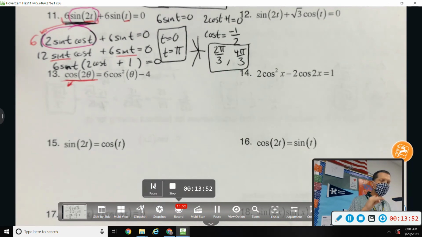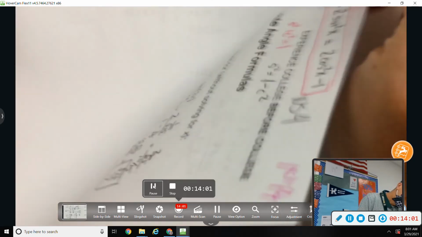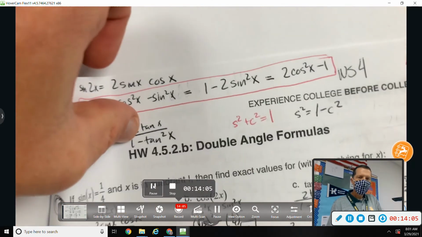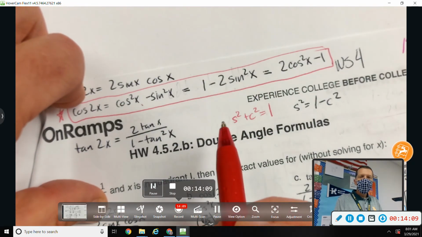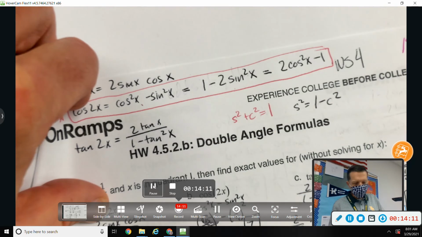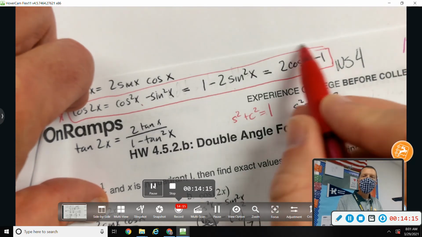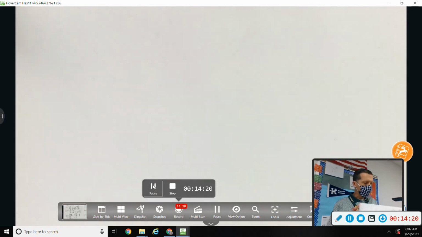So there's 3 options. They're all equally correct, but only one of them is actually helpful for this problem. So I'm looking back at my cosine double angle formulas, and I've got 1, 2, 3 choices. But if the rest of the problem that we're working on, number 13, only has cosines in it, I probably want to pick this one, because that's the one with cosines in it. Otherwise, I'm going to have to do another substitution.